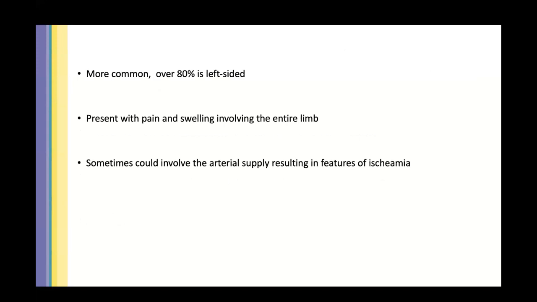Of course, we've mentioned why the left side is more affected than the right. But it is also important to note that during this particular process, because of the involvement of the iliofemoral vessels and their closeness, especially with the arterial system in the pelvis, the arteries might undergo some spasms, and therefore these women might also present with some features of ischemia of their lower limbs.